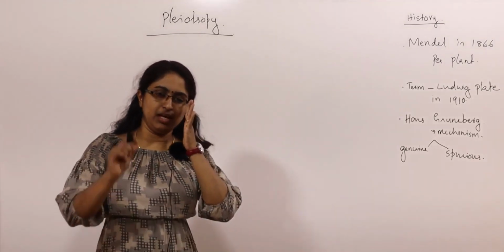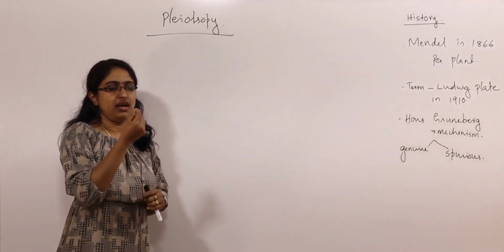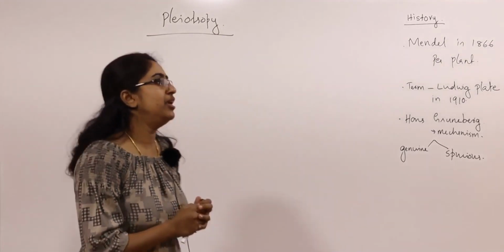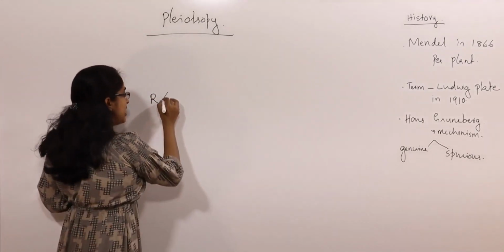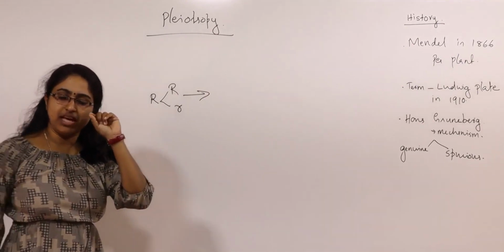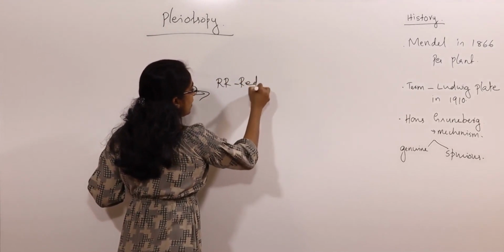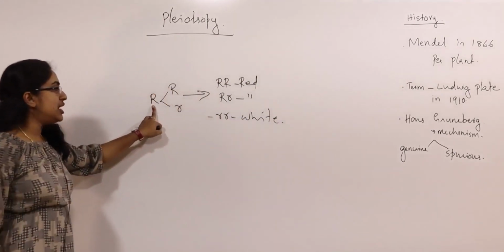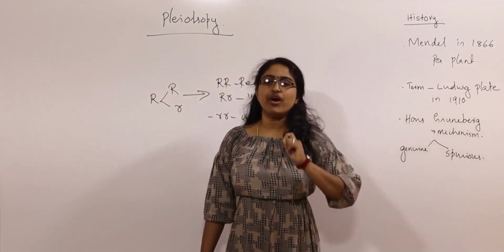Normally we know that one gene has one expression, one gene controlling the expression of a particular trait, one trait. For example, if we have a gene R responsible for flower color, there are two alleles, capital R and small r, and these two alleles are responsible for two phenotypic expressions of one trait. Capital R means red, capital R small r also means red, while small r means white. That means one gene controls one phenotype, isn't it? One gene is responsible for the production of one phenotype.